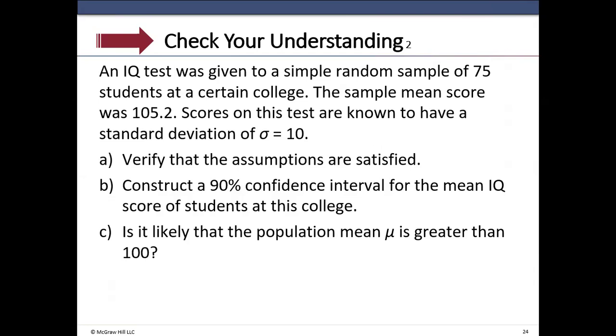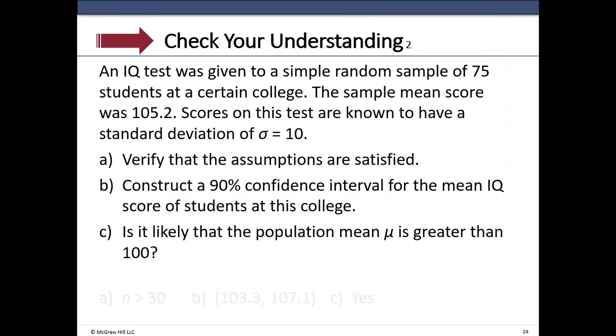So sigma in this case is 10. X bar, sample mean, is 105.2. Sample size n is 75. C level is 90%, so 0.9. And we calculate. So with 90% confidence, we can state that the actual population mean will be between 103.3 and 107.1. Okay. Is it likely that the population mean is greater than 100? Yes, because the 90% confidence interval starts from 103.3.